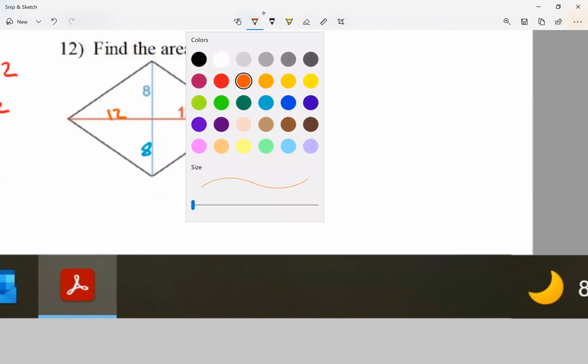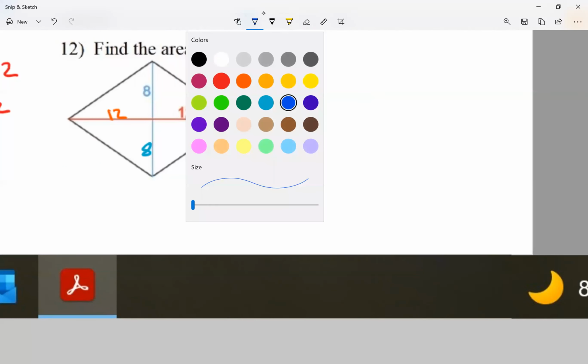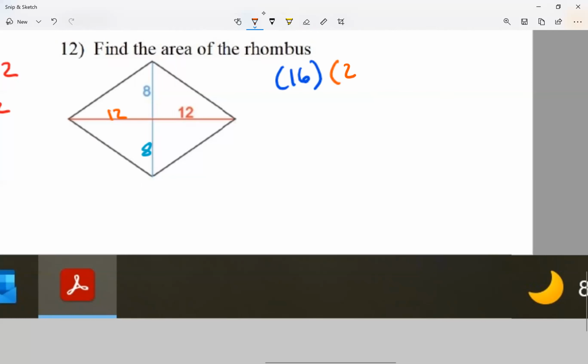I need to know how big are my diagonals. My blue diagonal, I'm going to say it's 16, because 8 and 8, 8 plus 8 is 16. My orange diagonal, I'm going to say it's 24, right? 12 and 12 is 24. And the interesting part, they also cross at 90 degrees. So I know 16 times 24 gives me a rectangle.